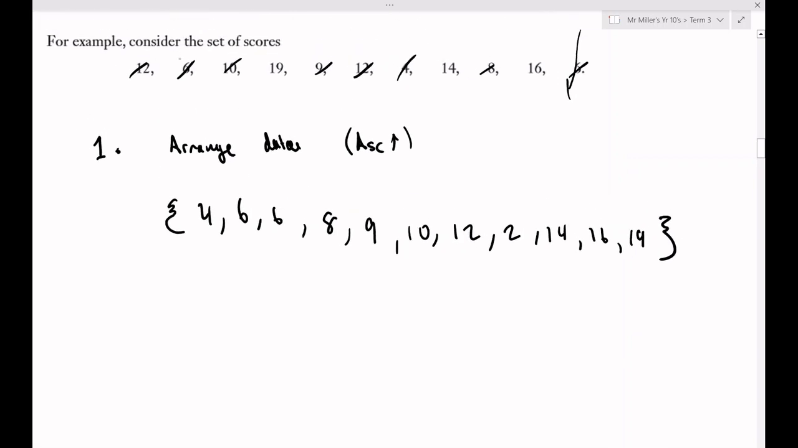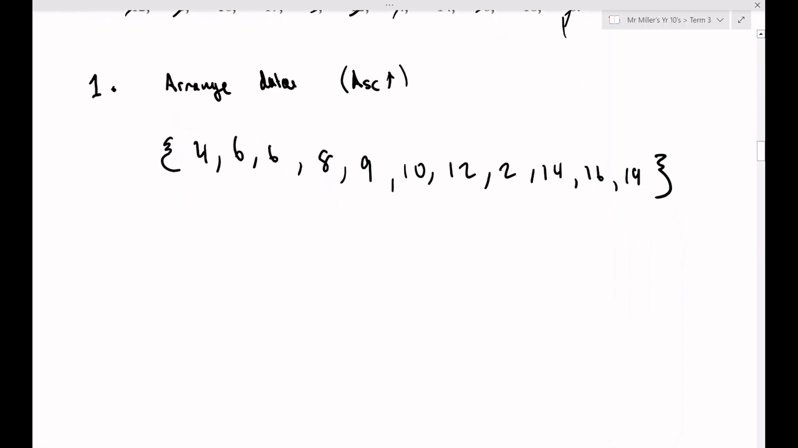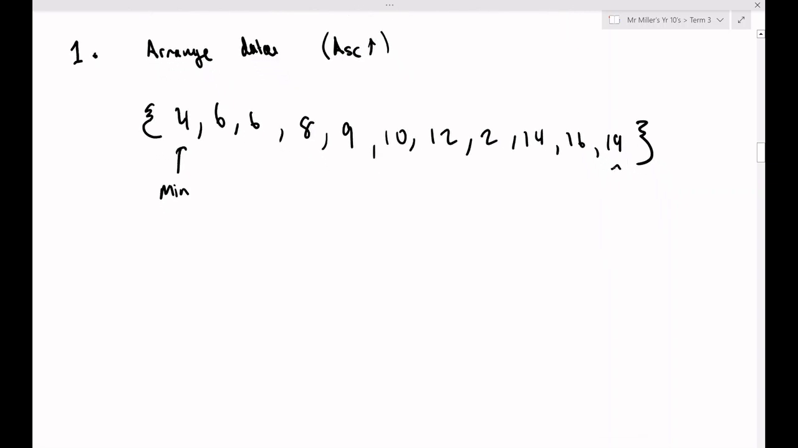Let me just double check. 1, 2, 3, 4, 5, 6, 7, 8, 9, 10, 11. Cool. So we've arranged our data in ascending order. Now the minimum is clearly going to be the smallest. The maximum is clearly going to be the largest. The median, that's going to be the middle value.